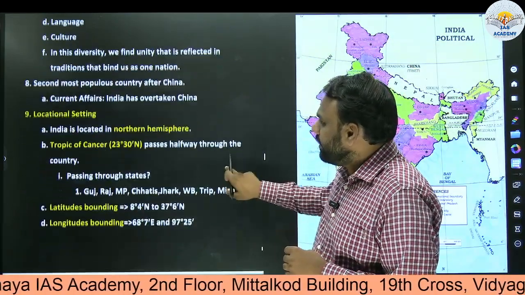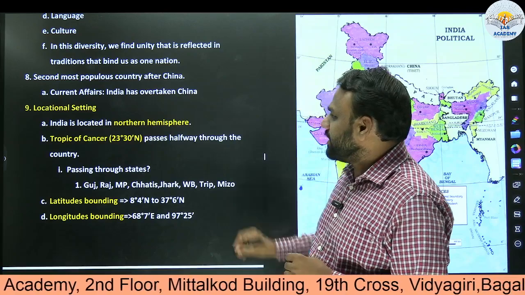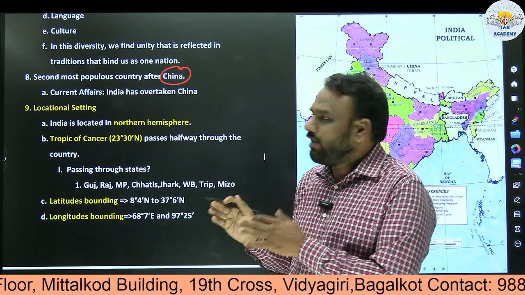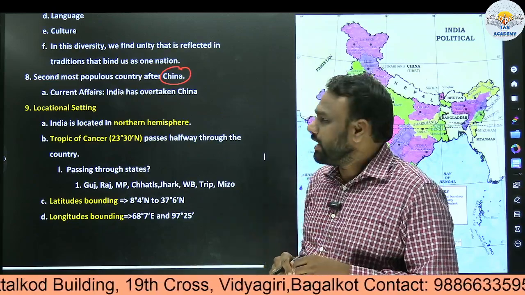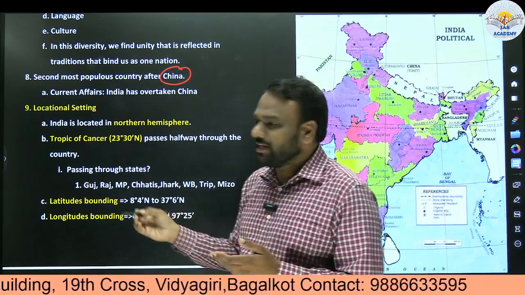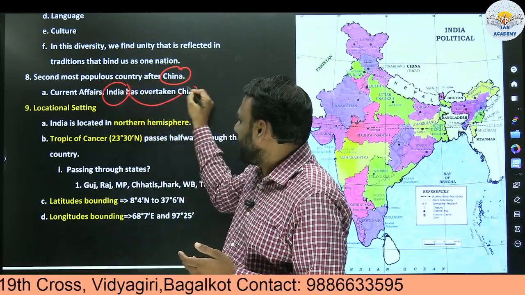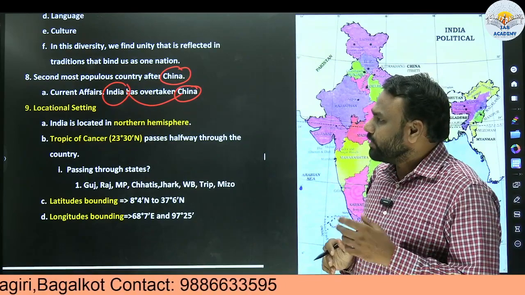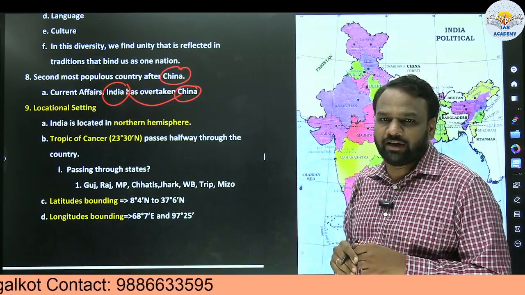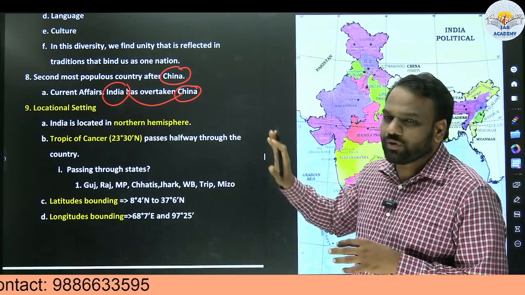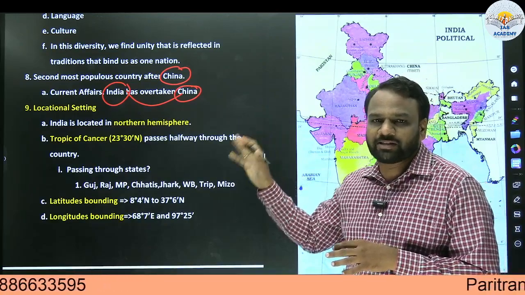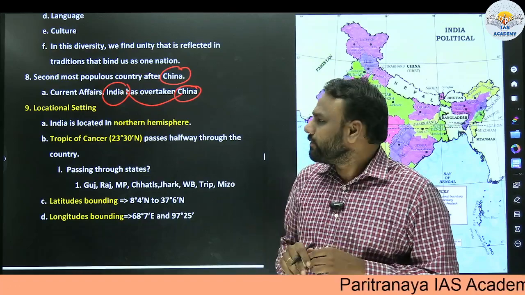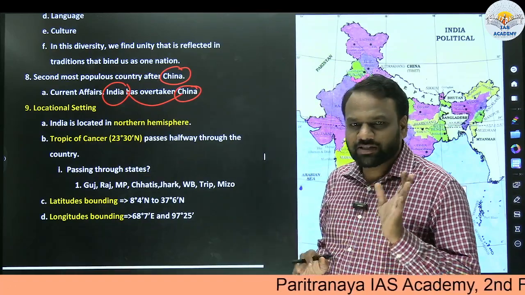Next, second most populous country after China. In the book, it is mentioned that India is the second most populous country after China. But recently, in current affairs, the UN has declared that India has overtaken China. It means India has the highest population compared to China. Now you'll be confused because India has not officially declared it. So for the time being, we shall not get confused over these things. Such confusing aspects will not be asked in the examination. So assume either India is in first position or second position.